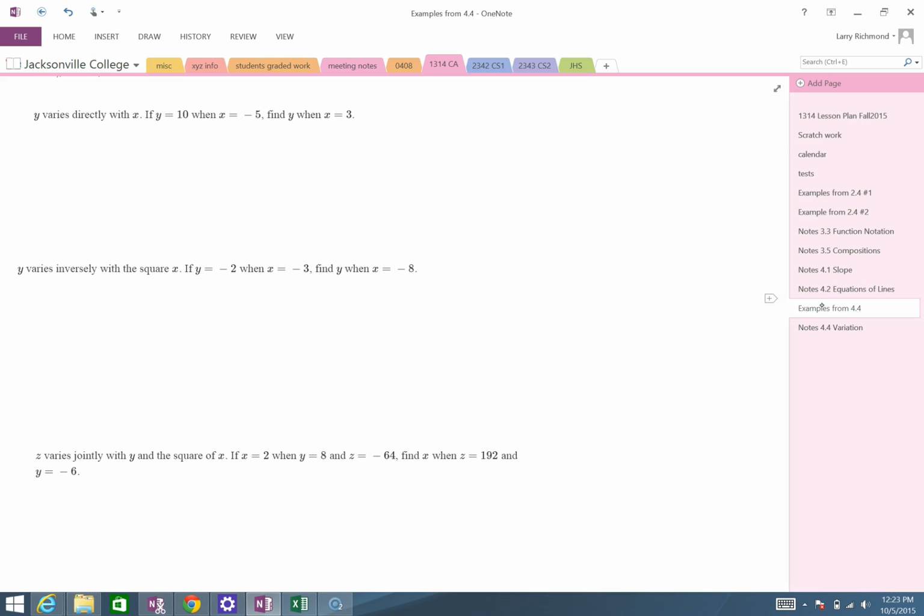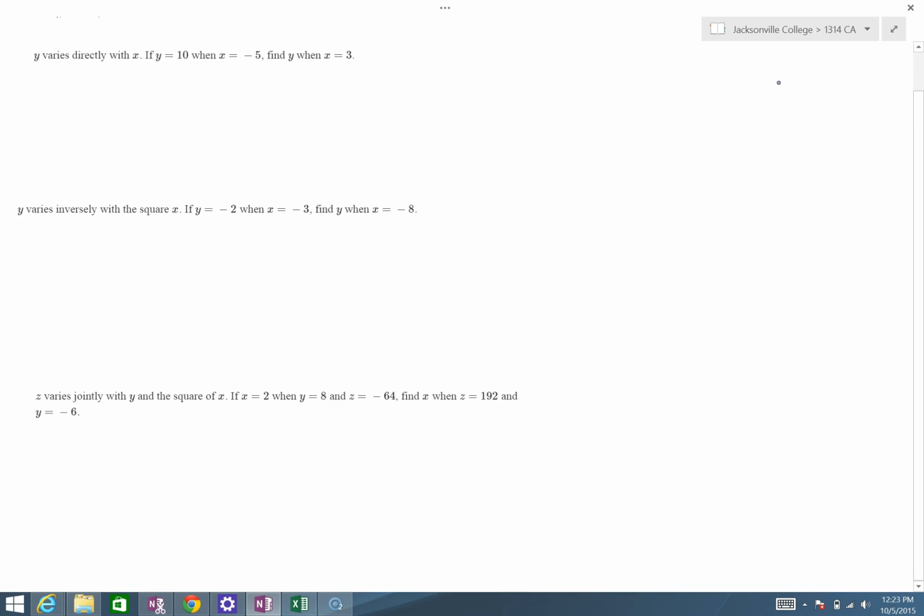Call this one number 1. This is much like number 1 on your XYZ. First I'm going to get to the question sentence, make that a habit. It says find y, okay? We're looking for y, find y when x is 3. It says y varies directly with x. If y equal 10 when x equal negative 5, find y when x is 3. We'll begin with our direct variation form. Direct variation is our form y equals kx. Start there.